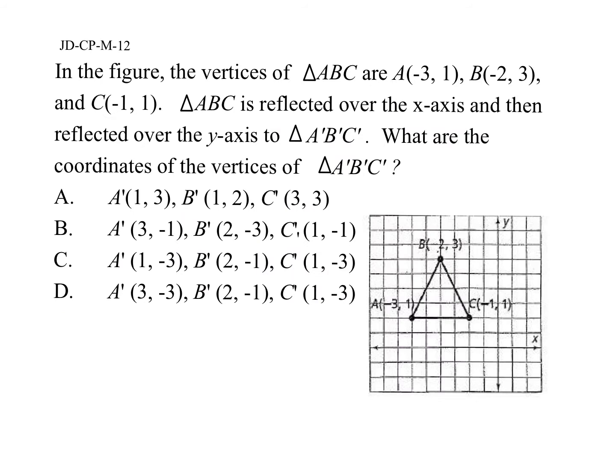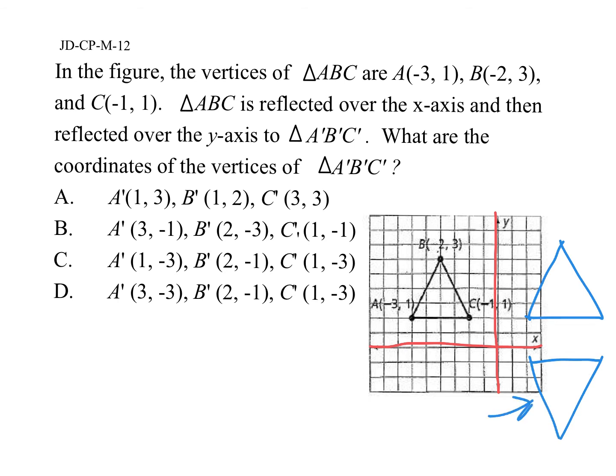Number 12, we have this triangle, and triangle ABC is reflected over the x-axis and then reflected over the y-axis. What are the coordinates of the vertices of A prime, B prime, C prime? Okay, so there's each of those. If we reflect over the x-axis, that's going to put the triangle over here. And then if you reflect that across the y-axis, it's going to put it down here.